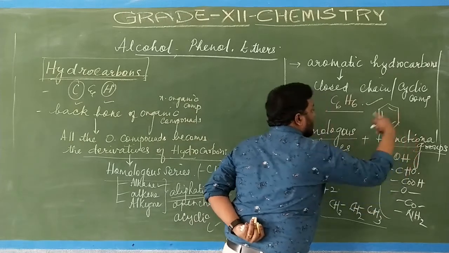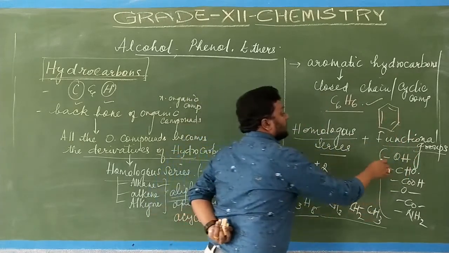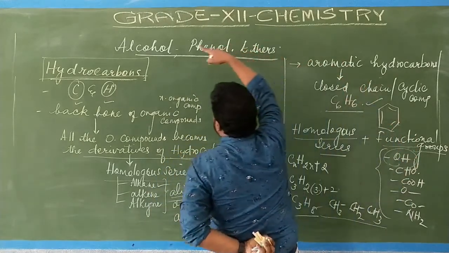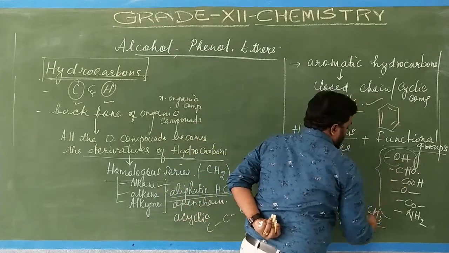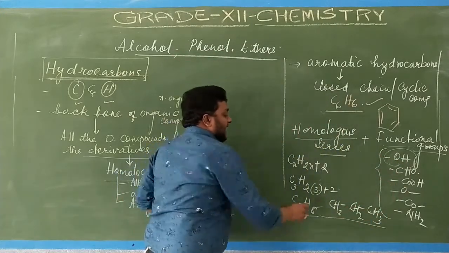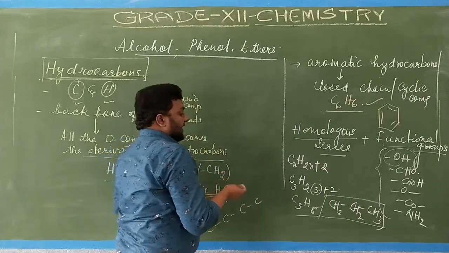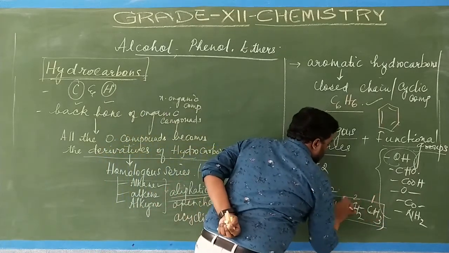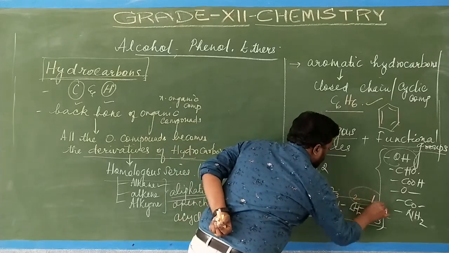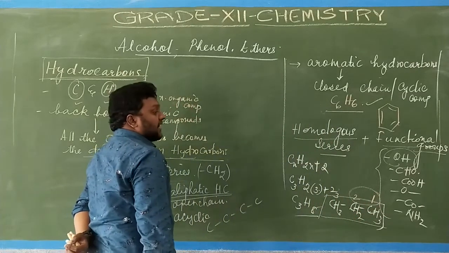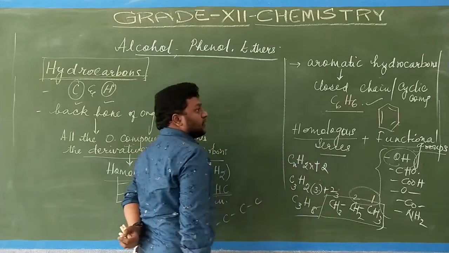Now I am going to add the functional group. The functional group here is alcohol, so I have to add alcohol. Where can I add alcohol? Either on the first carbon, this is second, and this is third. So I have to attach it either to the first carbon or the second carbon, again depending on the valency.